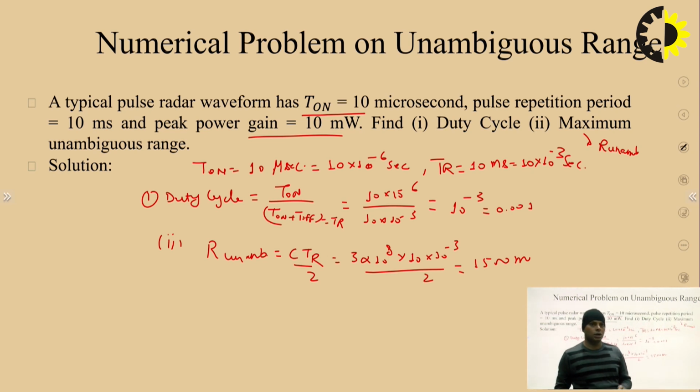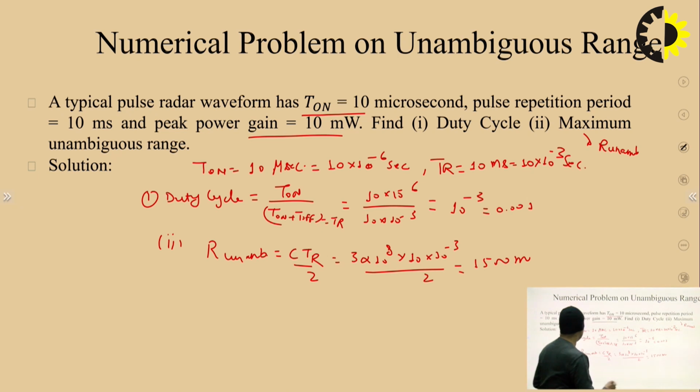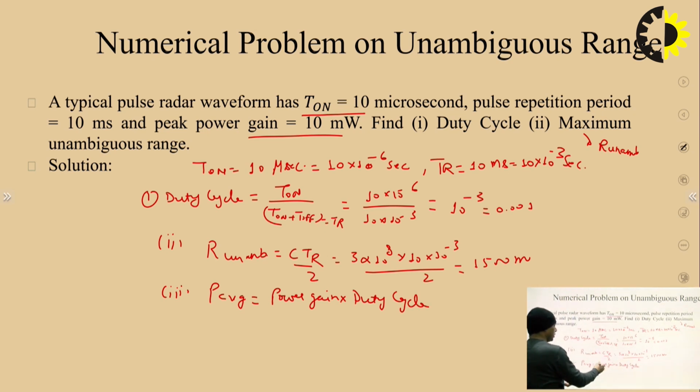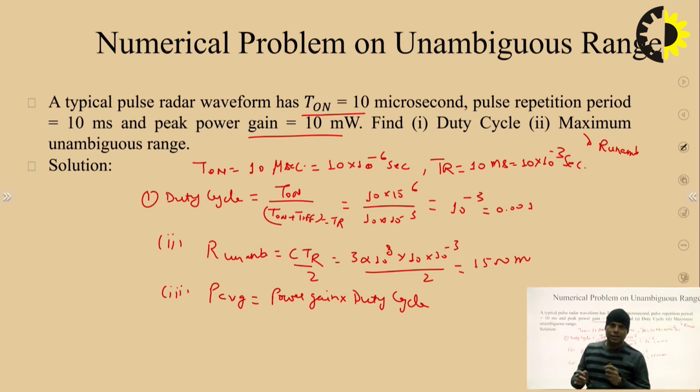So in this way, for any given data, by these formulas and procedure, we can calculate the value of the duty cycle and unambiguous range, as well as sometimes the average power can also be asked. So average power, P average, is simply the power gain multiplied with the duty cycle. We have this value, 10 milliwatt, and the value of the duty cycle is 0.001, so we can easily calculate. In this way we can also solve any numerical problem which can be asked for the unambiguous range.